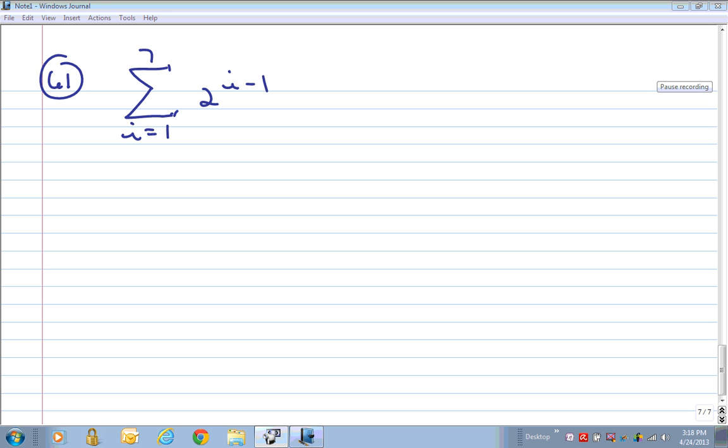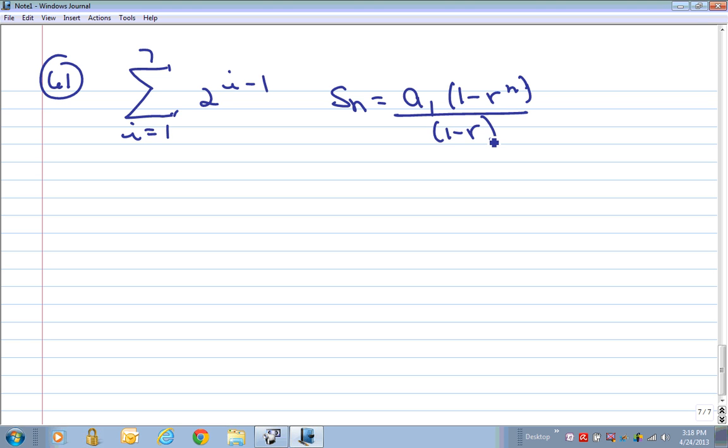All right, you notice a little funny symbol, the sigma symbol. That always means to sum things up. And if we're summing things up, we're going to change our formula. So our S sub n formula, or our sigma formula, is going to be the one we used earlier, which is a sub 1 times 1 minus r to the n power all over 1 minus r.